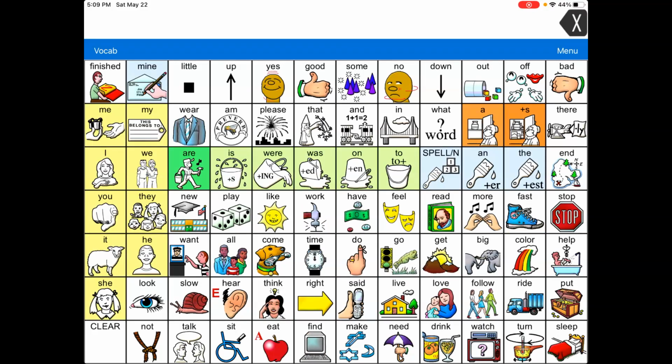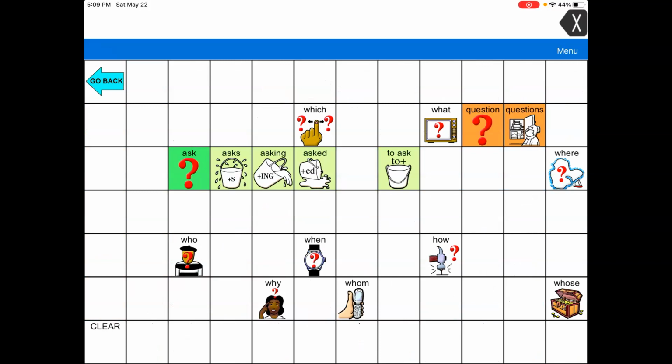Let's keep moving across. The next one is question words. We have all our questions. We can ask for our verb, and then there they are. Who, when, how, why, whom, whose, where, which, and what.